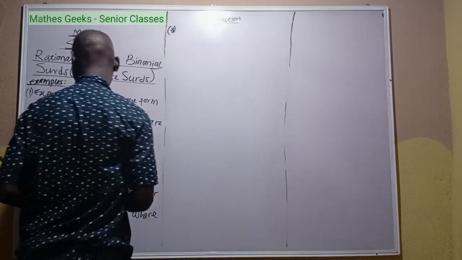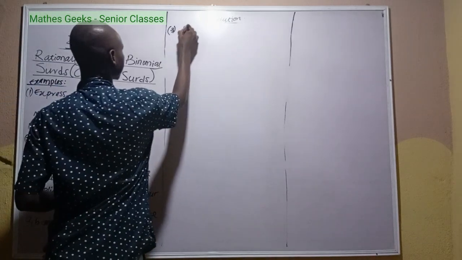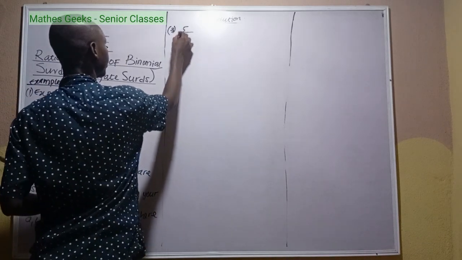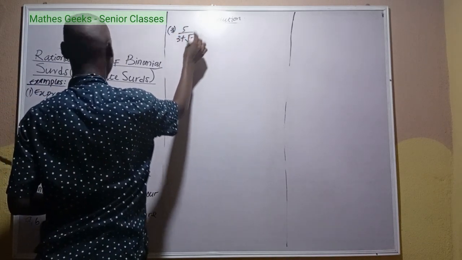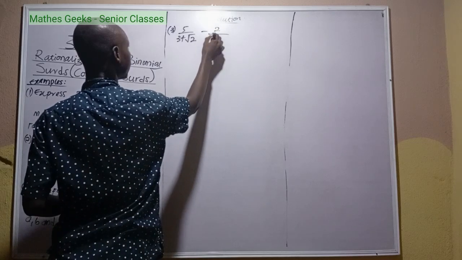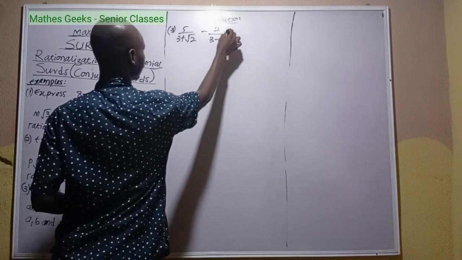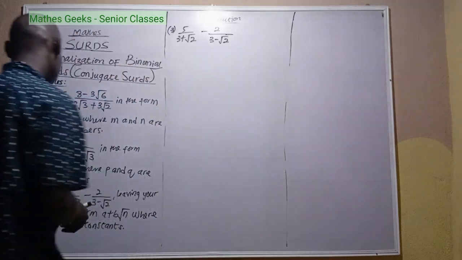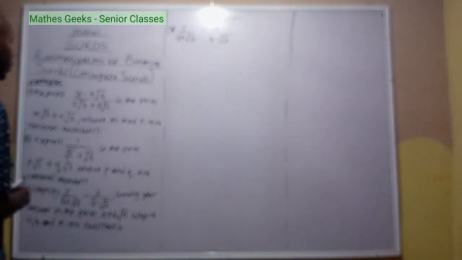Number 3, simplify 5 over 3 plus root 2 minus 2 over 3 minus root 2, giving your answer in the form a plus b root n, where a, b, and n are constants. Constants are rational numbers, so either if you don't see rational numbers, you are going to see constant. They mean the same thing.